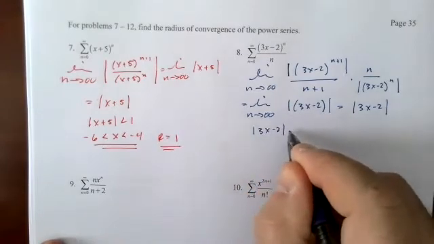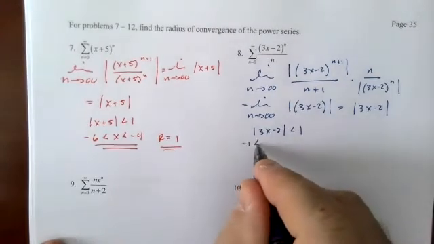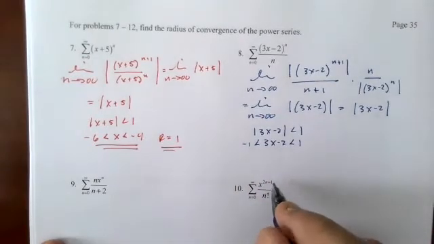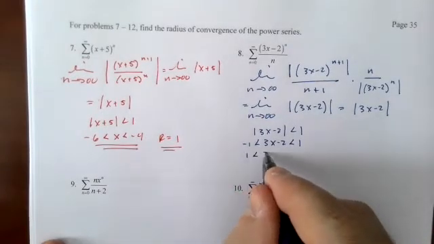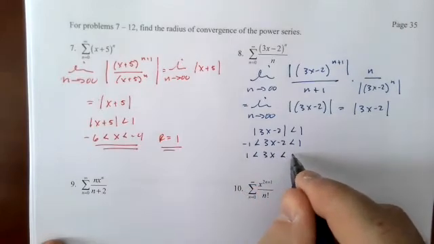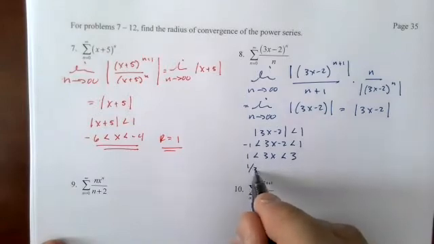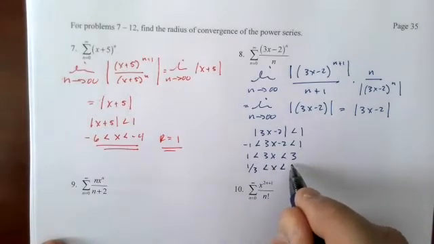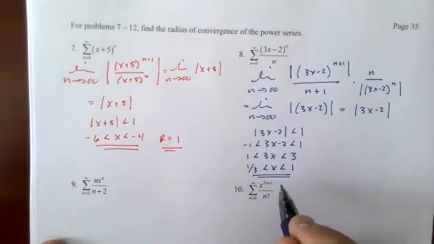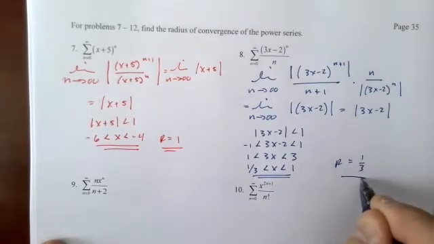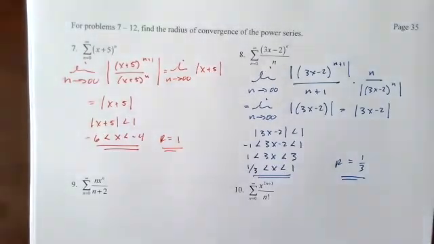Absolute value of 3x minus 2 less than 1, and negative 1 less than 3x minus 2 less than 1. So 1 less than 3x less than 3. 1/3 less than x less than 1. Radius is 1/3 because this gap is 2/3 big and you cut it in half.